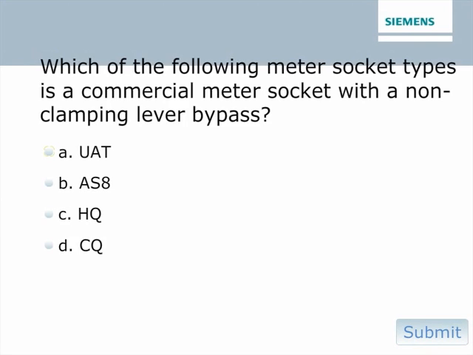Question 7. Which of the following meter socket types is a commercial meter socket with a non-clamping lever bypass? Is it A, UAT, B, AS8, C, HQ, or D, CQ? Question 8. Which of the following meter socket types is a commercial meter socket with a clamping jaw lever bypass? Is it A, UAT, B, AS8, C, HQ, or D, CQ?